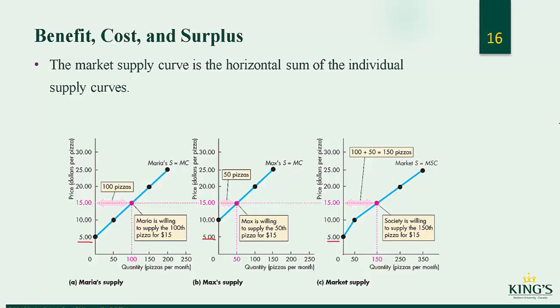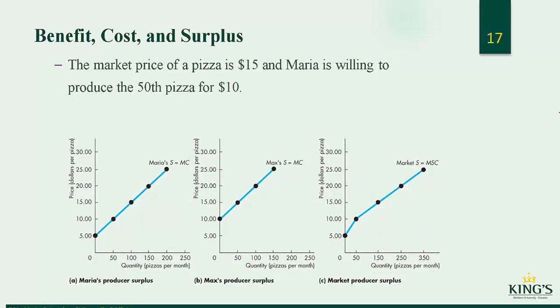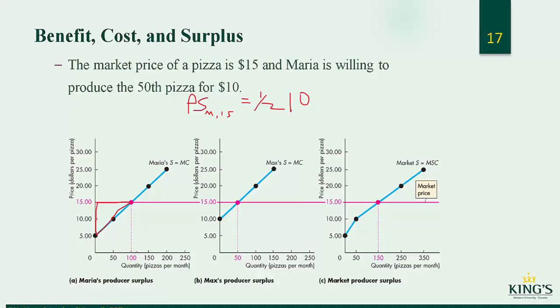And so here, what's the total producer surplus? So we know at $15 for Maria, the producer surplus for her would be the area of this triangle. And we calculate that the same way, right? It would be 15 minus 5. Well, first it would be 1/2. So producer surplus for Maria at a price of $15 would be equal to 1/2 times 10 times 100. So this would be 1,000 times 1/2, which would be equal to 500.